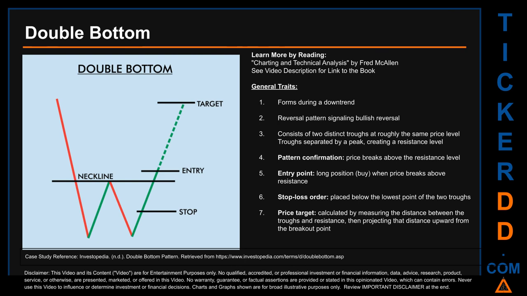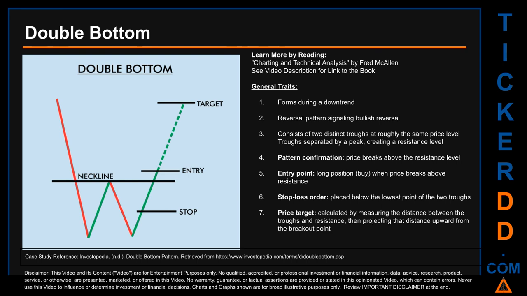Here's a simple explanation of its components. First bottom: the price declines to a low point and then rebounds, forming the first bottom or trough. Second bottom: the price declines again, reaching a low point approximately at the same level as the first bottom, and then rebounds. In addition to the two bottoms, the double bottom pattern also features a resistance level, which serves as an important price point for the pattern's confirmation.